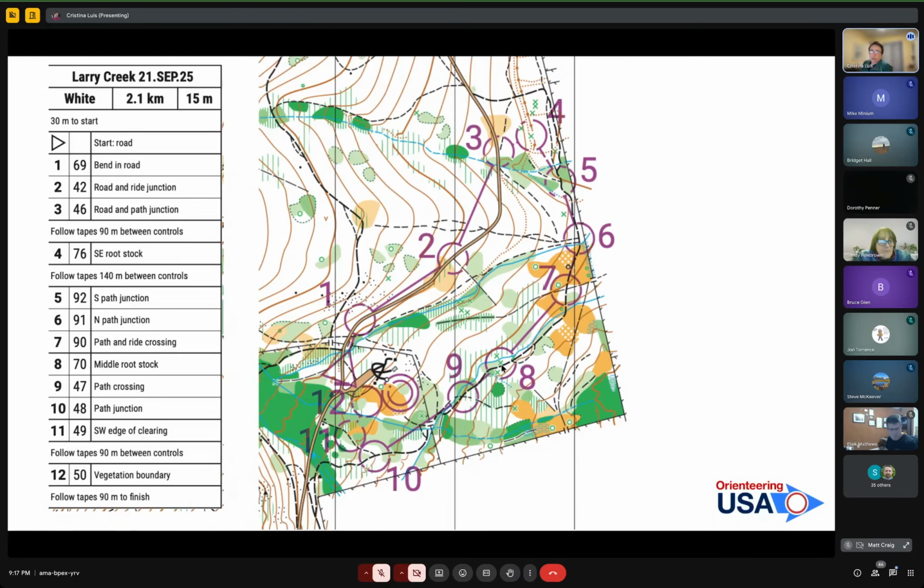But yeah, the control on a white course is always going to be visible and right next to the trail. So it doesn't matter that much that there are other rootstocks in it. It's nice to use something that's not a trail junction.